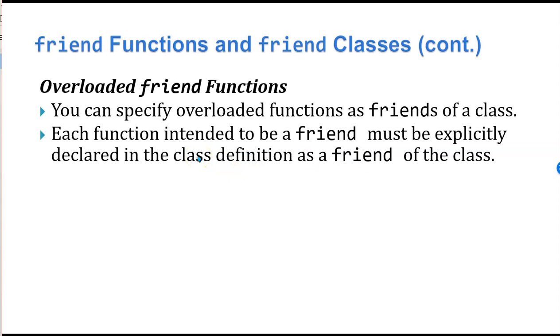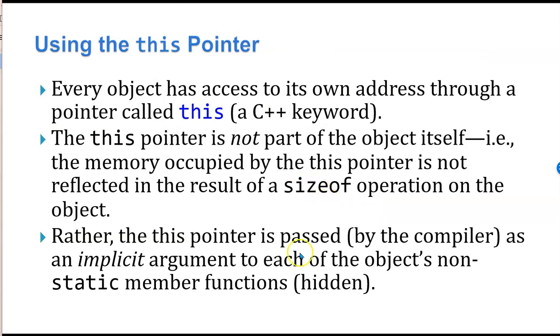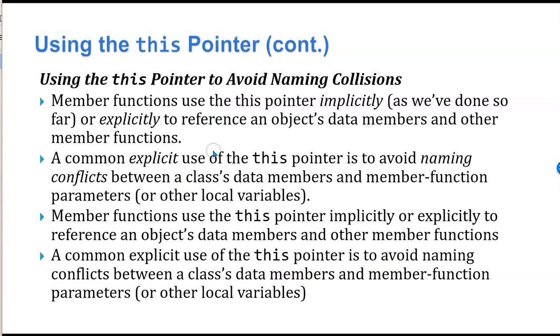So you can specify overloaded functions as friends of a class. Each function intended to be a friend must be declared in the class definition as a friend of the class, like everything else. Every object has access to its own address through a special pointer called this. This pointer is not a part of the object. It's just a reference. The memory occupied by this pointer is not reflected in the result of sizeof. Rather, this pointer is passed by the compiler as an implicit argument to each of the object's non-static member functions. It's passed in and it's hidden.